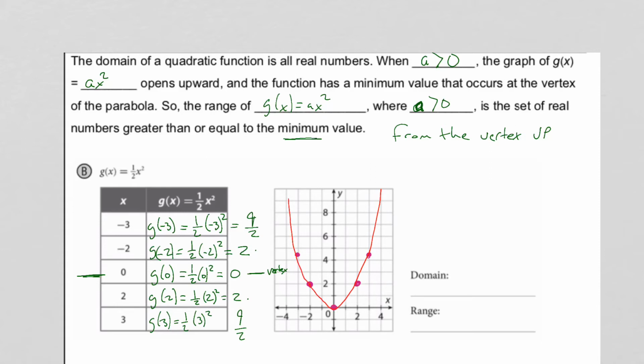And again, it's like a U or a cup. And the domain is all real numbers, because that's what it always is for parabolas, and I should say for quadratic functions. This is always the case. And then the range, well, what's our minimum value? From the vertex up, our minimum value is 0. So it's going to be 0 to positive infinity is our range.